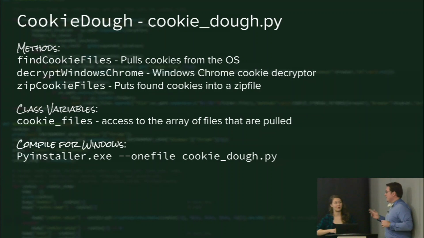One caveat, though, before we do that. With Cookie Dough, yes, most of it is just gathering cookies. It doesn't do anything with them, and it doesn't decrypt them. There is one exception to that, with the decrypt Windows Chrome, and that's because, as I stated earlier, to decrypt, you need to run that process within the context of the user, so it has to decrypt on the system. You have to do it there because you can't just grab the secrets and run, unfortunately.